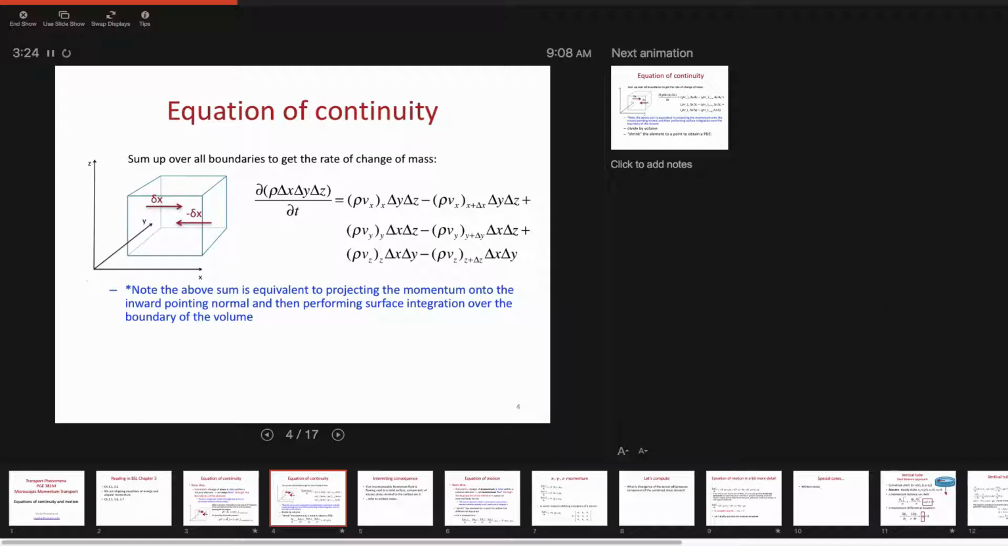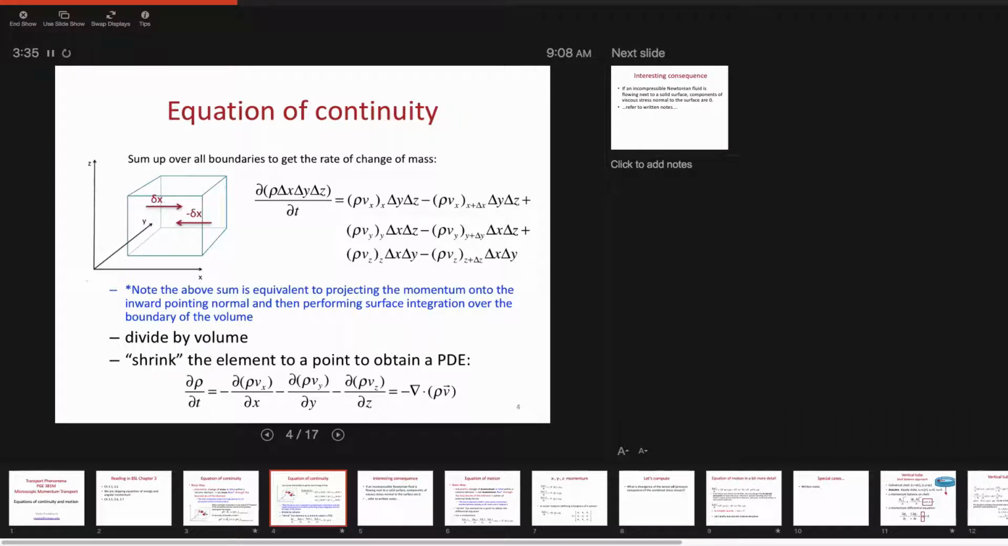So when I send delta x, delta y, and delta z to 0, so I shrink this to a point, I will get a differential equation at every point. And basically, I get d rho dt is minus divergence of rho v. And again, imprint this physical meaning of divergence into your brain. It's collecting contributions over the surface of some small volume around the point, and then I'm shrinking that to a point to get the differential version of divergence.